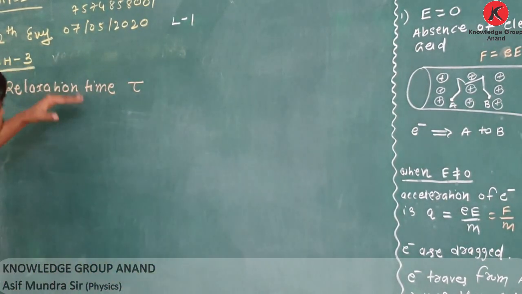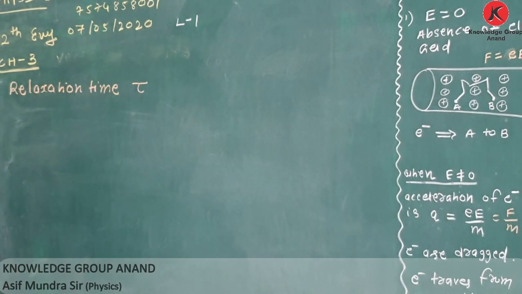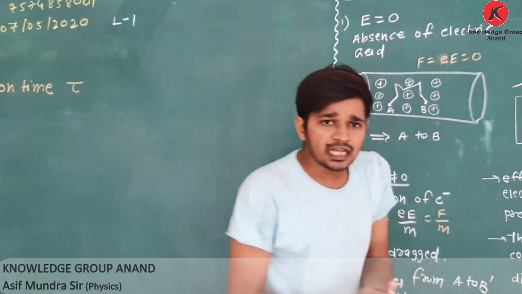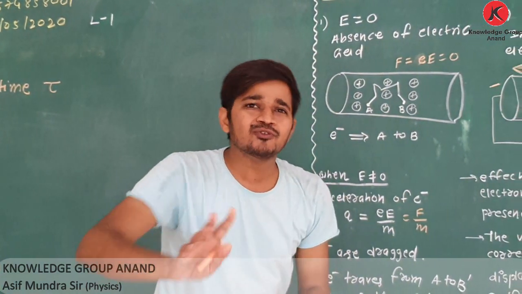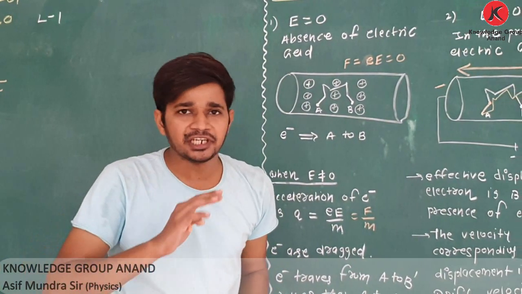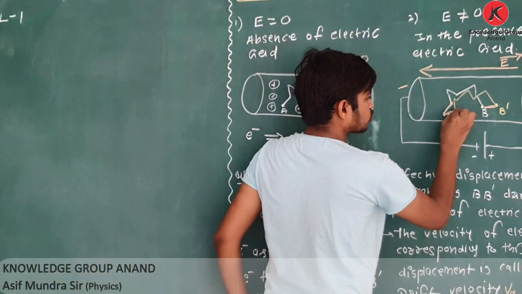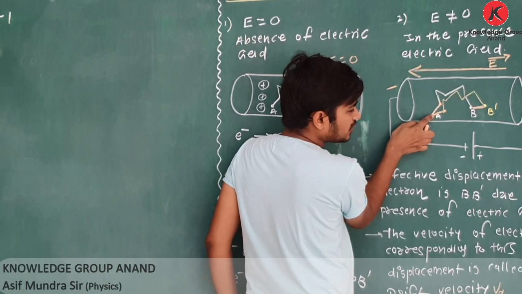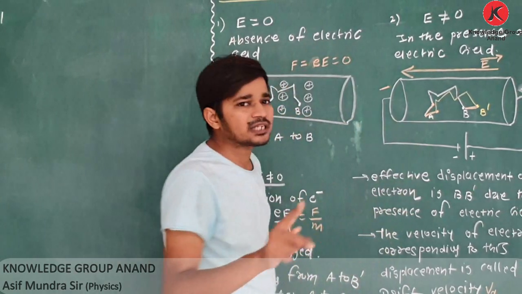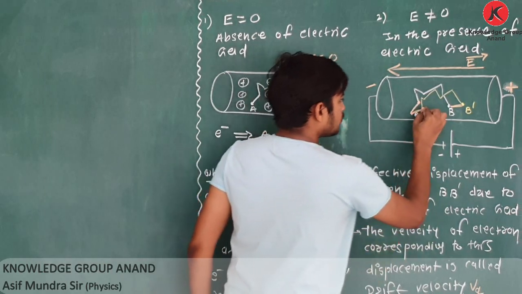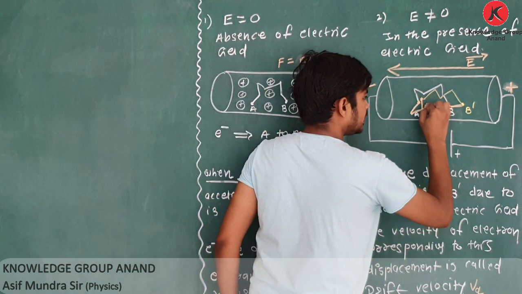Okay. Relaxation time tau. What is relaxation time? See here in this last figure. See, electron performs numbers of collision during its journey. For example, from here, electron is moving. It is colliding. So, from this point to this point, it takes some time. For example, T1. Then, from this point to this point, T2.